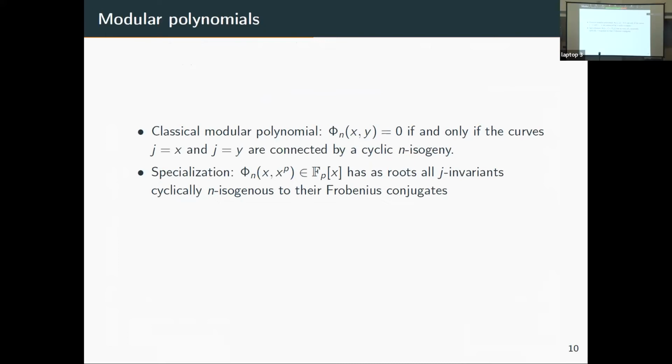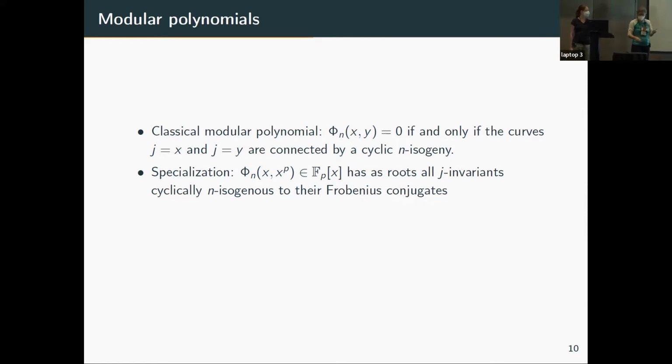Okay, great. So if I looked at the clock correctly, we have about 15 minutes to do four more approaches, so we'll probably fail to do that. This approach is based on the modular polynomial, a polynomial in two variables, x and y, which vanishes exactly when x and y, as j-invariants, are connected by a cyclic n-isogeny. We're going to specialize this polynomial so that y is the Frobenius conjugate of x, and consider it over F_p. That means it will have roots which are j-invariants that have a cyclic n-isogeny to their own Frobenius conjugates.